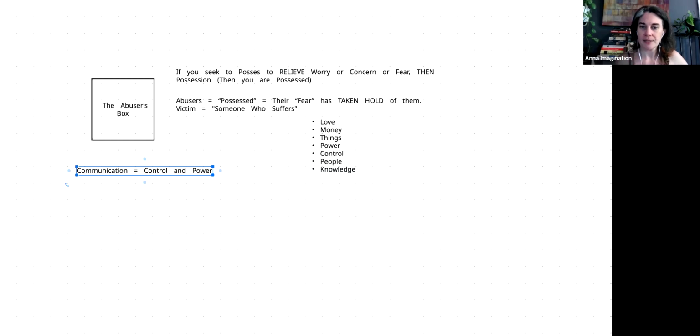When you start getting ideas, the abuser who is possessed, seeking to take hold of power and control, is threatened. So, to prevent this, to preserve their possession of power and control, they forbid you from talking.